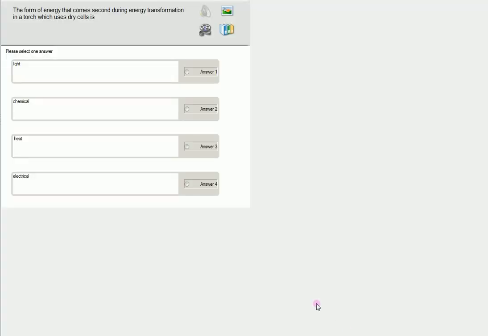And therefore, the candidate could have selected electrical energy.